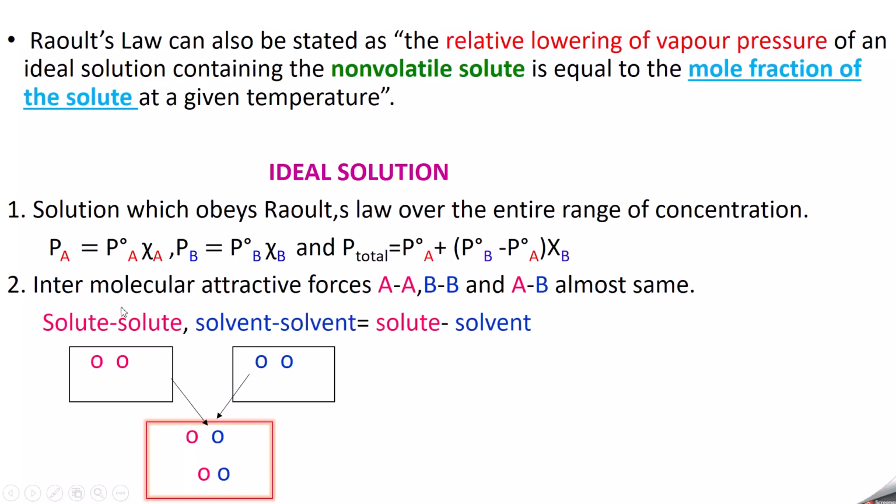The next condition is that the intermolecular attractive forces between A and A, B and B, and A and B should be the same. That is, similar intermolecular attractive forces should be there between solute and solute, solvent and solvent, and solute and solvent. When you take an example, with two solute molecules, there will be intermolecular attractive forces. With the solvent, there will be intermolecular attractive forces. When solute and solvent are added, there are intermolecular forces between them. These should be the same as the other two. Then the solution is taken as an ideal solution.